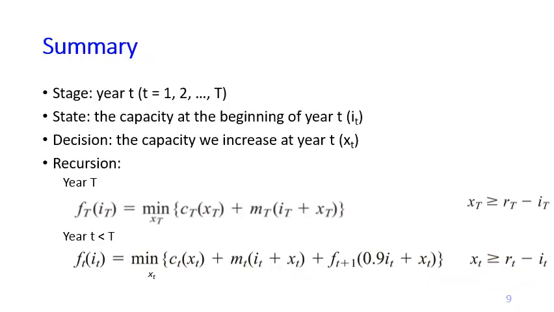So this is the summary. We define that the stage is the year, from year 1 to year T. The state is the capacity that we have at the beginning of year t, denoted by I_t. And the decision is how much capacity we increase at year t. And these are the recursions. Do not forget to write down the allowable decisions, or the aspect 1, for each of the recursions.